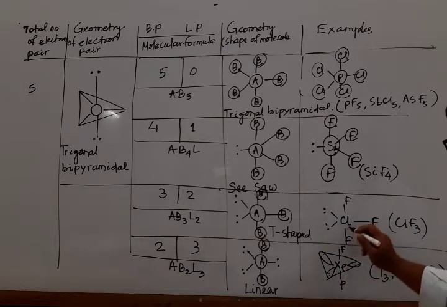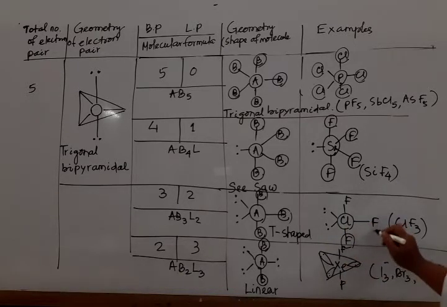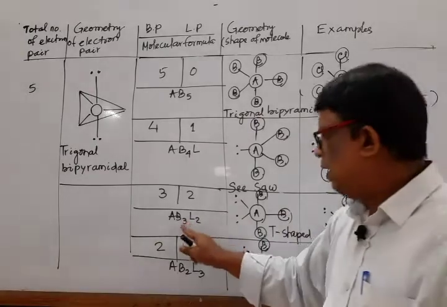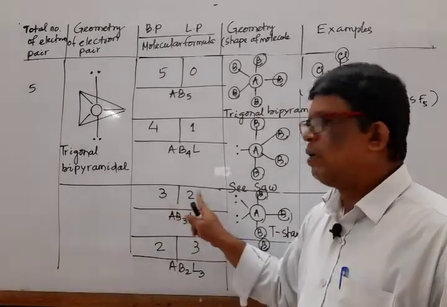Here chlorine is the central atom and 3 fluorines are the outer atoms, with 3 bond pairs and 2 lone pairs. It is the case of AB3L2, 3 bond pair, 2 lone pair.